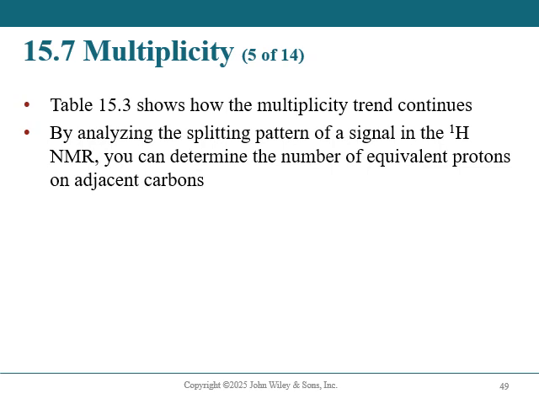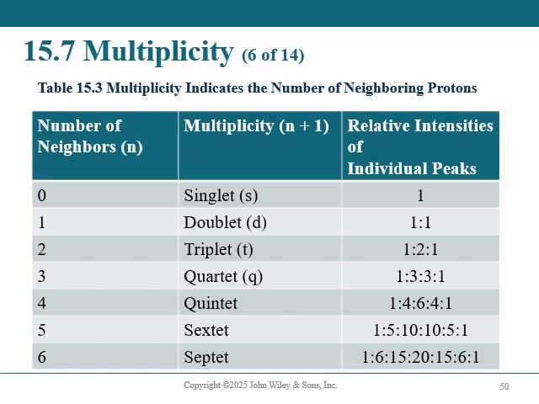And by analyzing the splitting pattern of a signal in the proton NMR, you can then determine the number of equivalent protons on adjacent carbons. So you can do the same analysis we just did backwards, right? You know the number of peaks, and from there you can tell how many neighbors you're going to have. If you had a quartet, you had 4 peaks, that means that you had 3 neighbors. So it's going to be 1 less than the number of peaks that you have. Here's the multiplicity, relative intensities, from singlet all the way to septet.